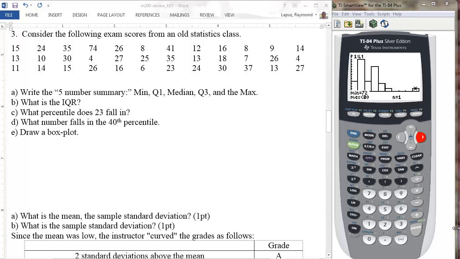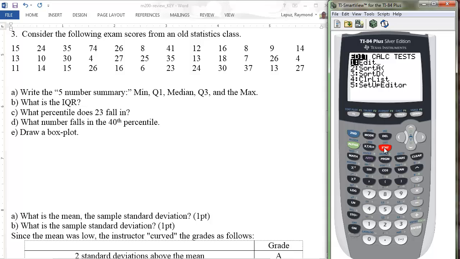The second set of questions for number 3 is looking at the quartiles. First, it's asking us to find the 5-number summary: the min, Q1, the median, which is really Q2, the third quartile, Q3, and then the maximum. So there's a really quick and easy way to do that.